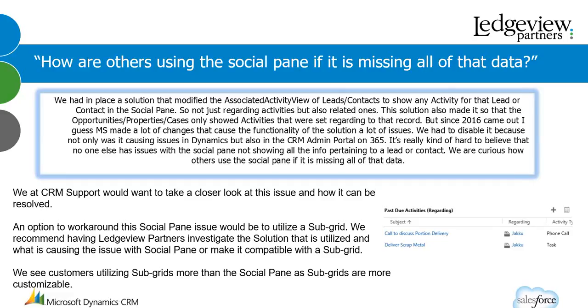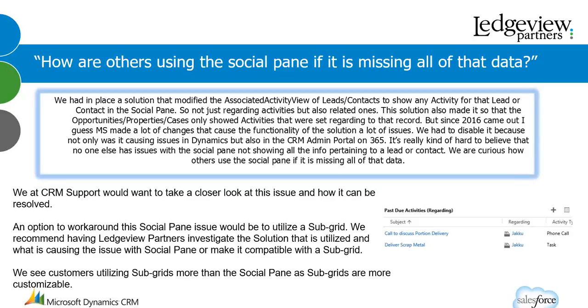Our first question is, how are others using the social pane if it is missing all of the data? This is a very involved question, and what I highly recommend after reading this is to contact CRM support, because we would want to take a closer look at this issue and determine how it can be resolved.